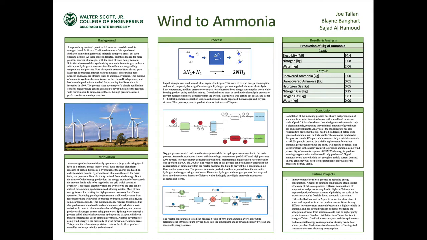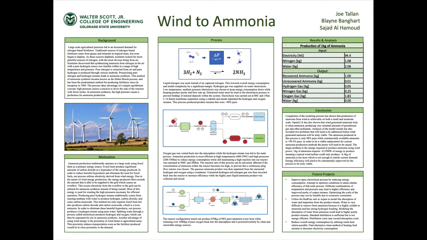This project was actually an adaptation upon last year's project, which was essentially using Aspen to model the Haber-Bosch process, or an adaptation of the Haber-Bosch process, where we take hydrogen and nitrogen streams and combine them to pressurize them and produce ammonia, which can then be used as a fertilizer for industrial uses or agricultural uses.